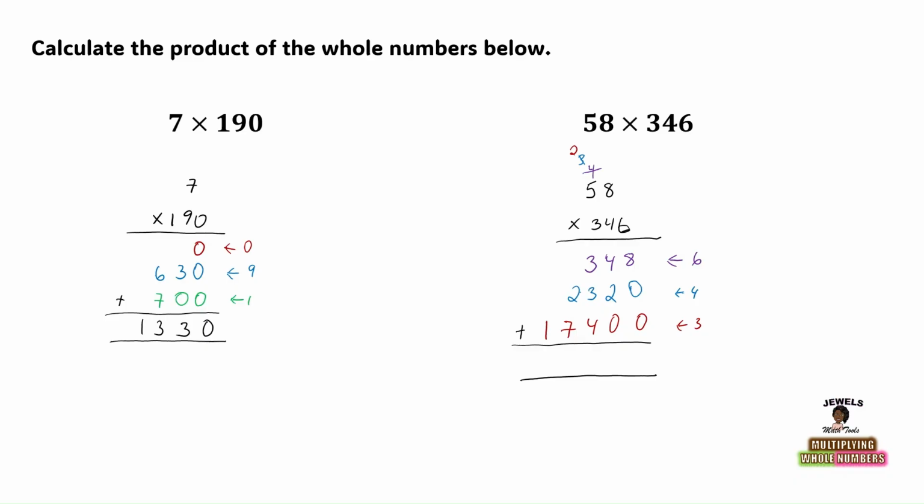So we have 8 plus 0 is equal to 8. 4 plus 2 is 6, and 6 plus 0 is equal to 6. 3 plus 3 is 6, and 6 plus 4 is 10. We add a 0, carry the 1 to the next column. 1 plus 2 is 3, and 3 plus 7 is 10. We write in the back 0 and carry the 1, and our 1 plus 1 is equal to 2. So our product for multiplying our 58 times 346 is equal to 20,068.